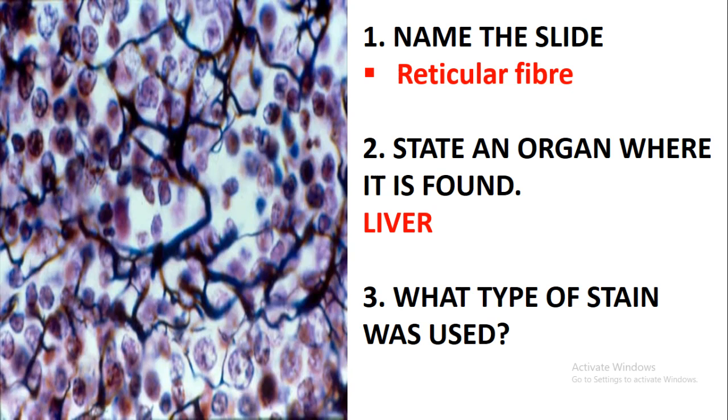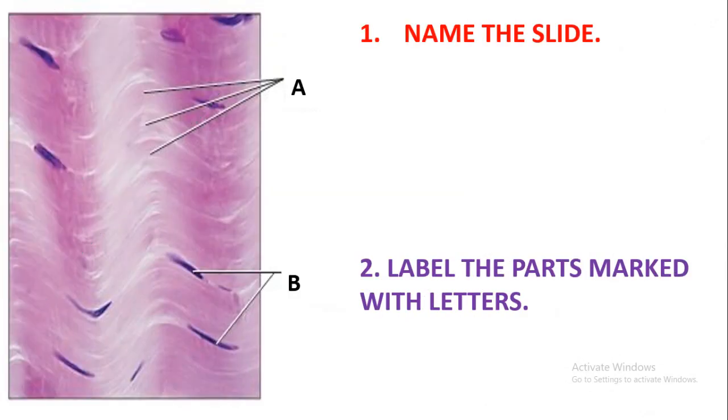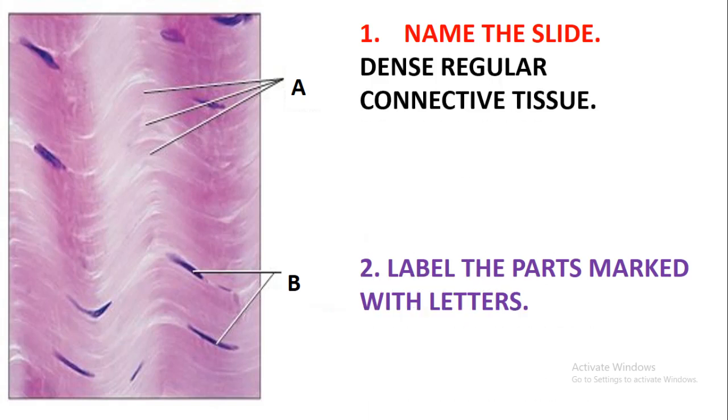What type of stain was used? Reticular fibers are normally shown by using the silver stain. The silver stain is the one which makes them appear dark. Let's quickly move on and look at the next slide. Name the slide. This slide is the dense regular connective tissue. It is found in the ligament, and it is also found in the tendons. It is not just about identifying, it's also an issue of knowing how to label.